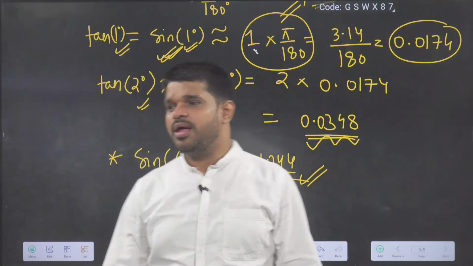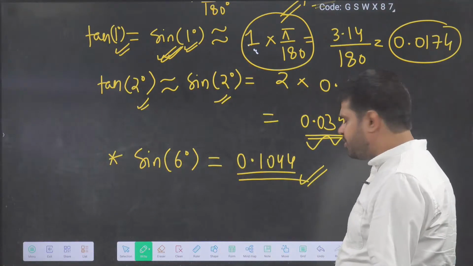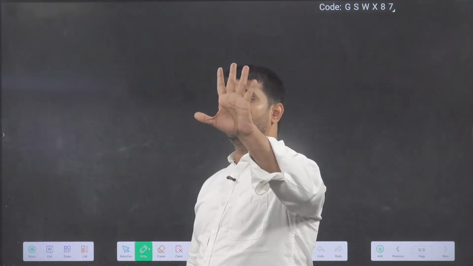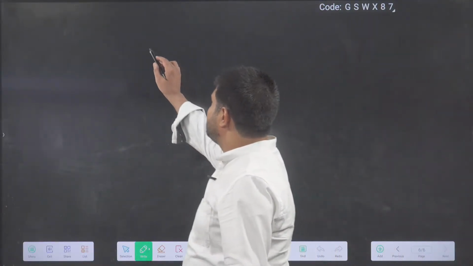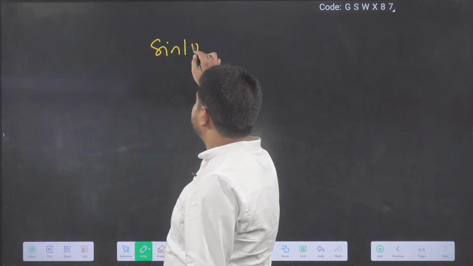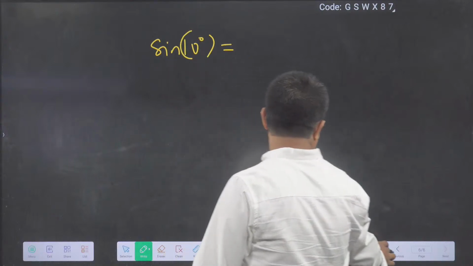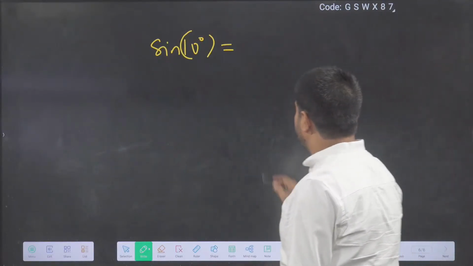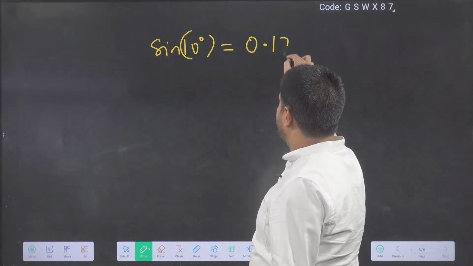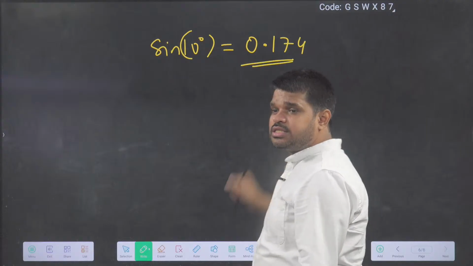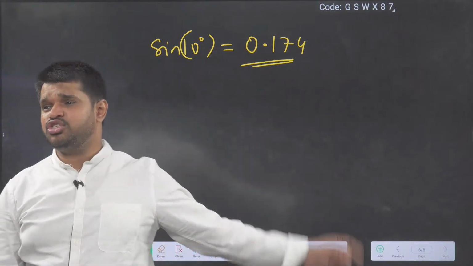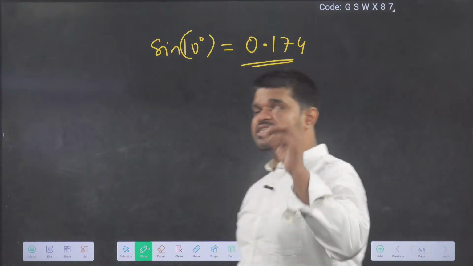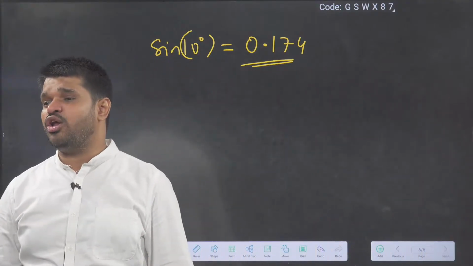Okay. Now, next. Do one more question and confirm. Sine 10 degree. I am writing the answer, you write. Sine 10 degree. Is it correct? Check. Is sine 10 degree coming out to be this? Check on the internet also.